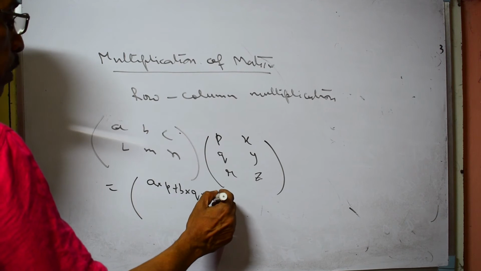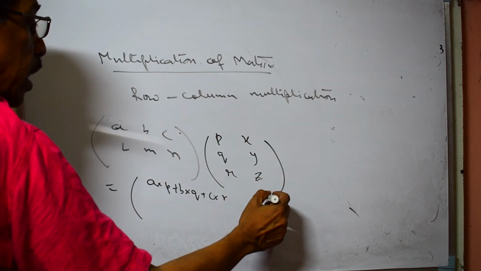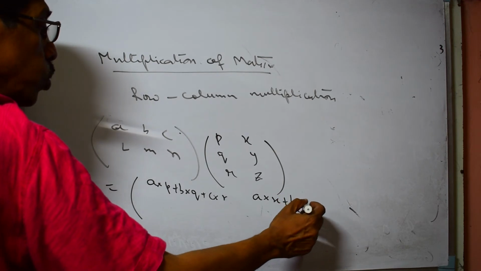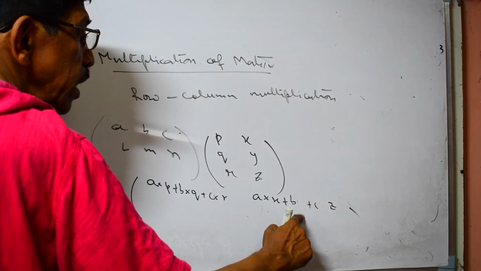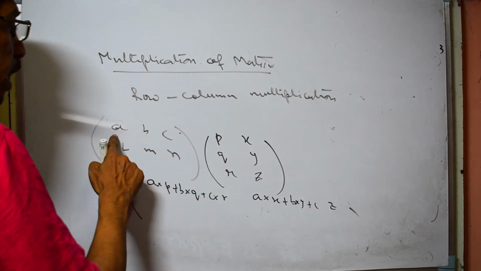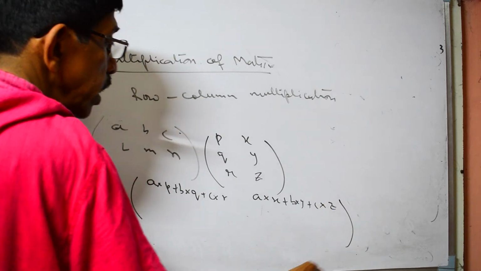Then the next one will be ABC multiplied with XYZ. A into X plus B into Y plus C into Z. That means we are multiplying A into X, B into Y, C into Z.